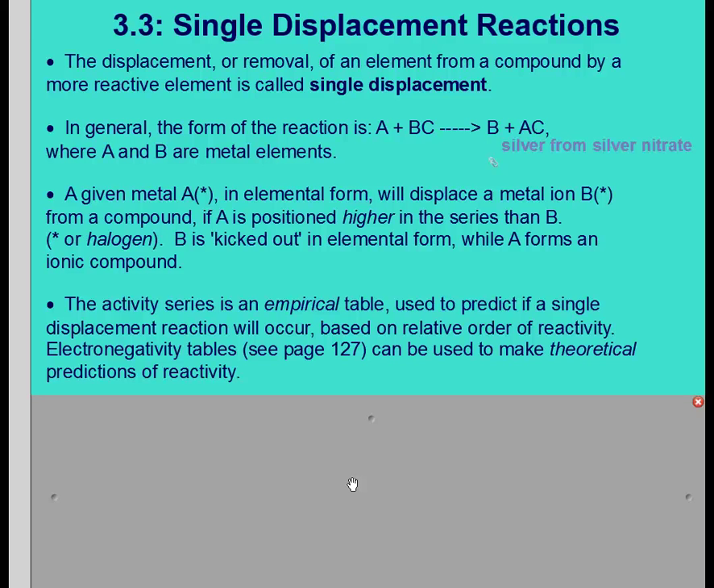Electronegativity tables are similar in that the higher the electronegativity of nonmetals, they tend to be more reactive. The lower the electronegativity of metals, they tend to be more reactive. This is found in your textbook on page 127. Electronegativity values themselves are somewhat empirical, but probably were arrived at through a calculation. And so we would consider that more of a theoretical prediction if we use electronegativity tables.